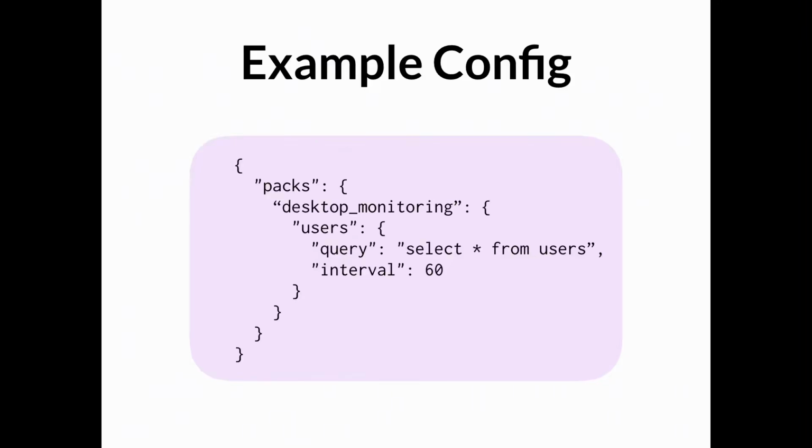In this example, I have a pack called desktop monitoring, and I have a query called users that's just select star from users, and I'm running it every 60 seconds. This is a minimal configuration that will enumerate a result set of how the users change over time, and the interval of 60 is the resolution of the query that you'll get. If your users don't change on a desktop, you won't get logs, but if they do, you'll probably find out within about 60 seconds.